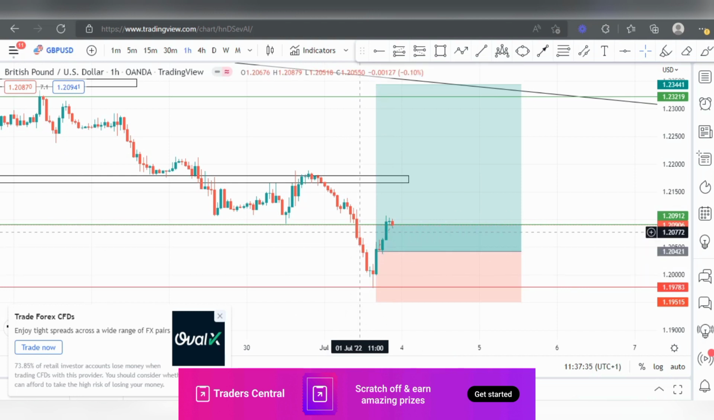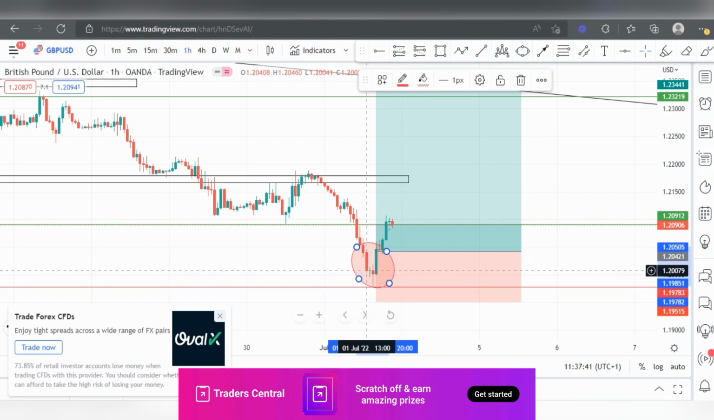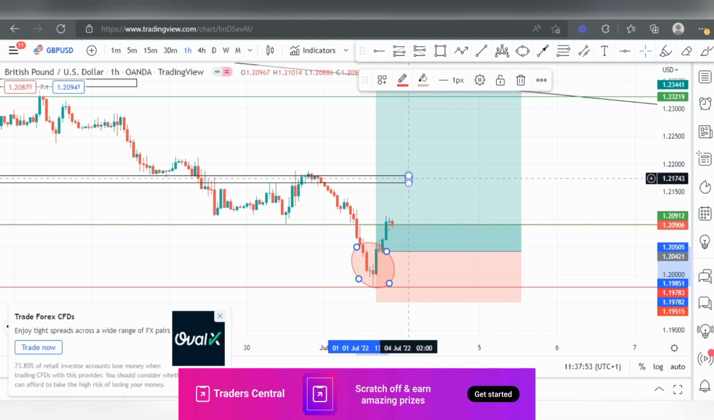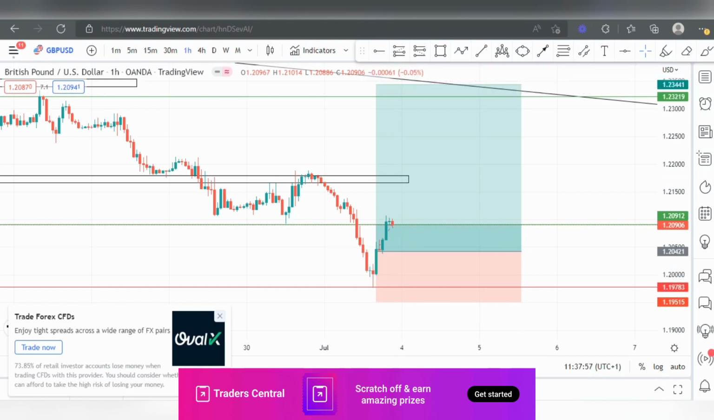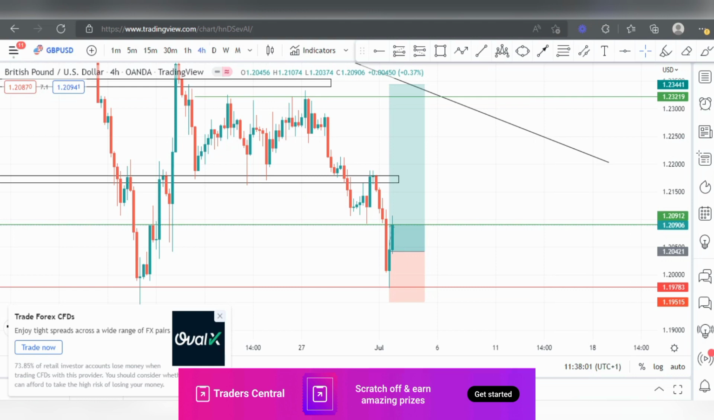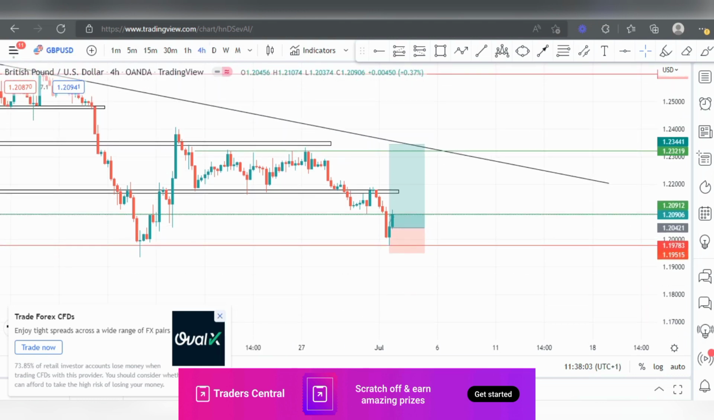We can see the pattern that was formed over here on the hourly time frame. This morning star pattern, which is a bullish reversal pattern. So we can see that price from there bounced to the top. So I'm expecting price to at least get back to this resistance area around the 1.217 area, and then we'll see what happens there.